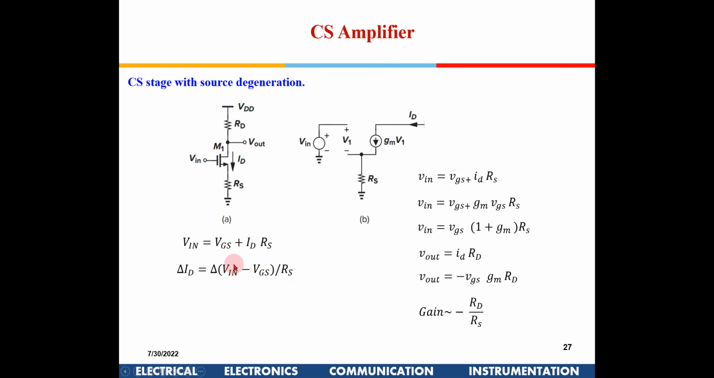So now any change in V in or VGS, because of the change in power supply voltage, will have an RS in the denominator. That is why ID will not vary that much. Is it understood? ID gets stabilized a lot. Is it okay with all of you?